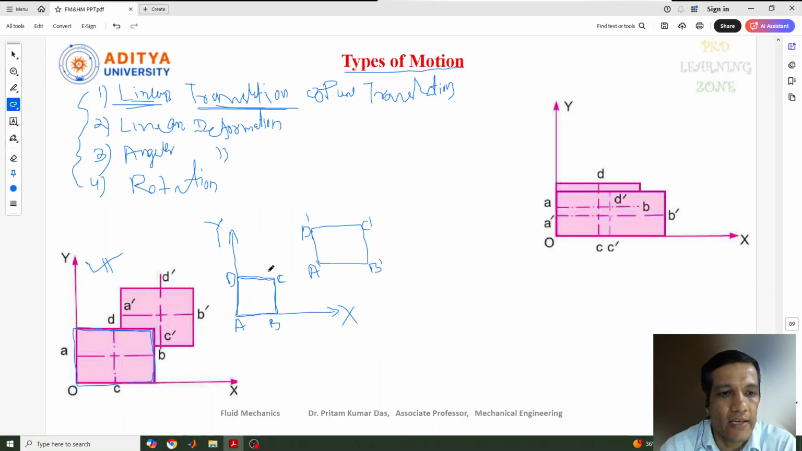So what we can say is that linear translation can be defined as the movement of a fluid element in such a way that the total body moves from one position to another position. This is the initial position, and this is after the movement of the fluid particle to the next position. So this is the initial, and this is the final position, that means from one position to another position.